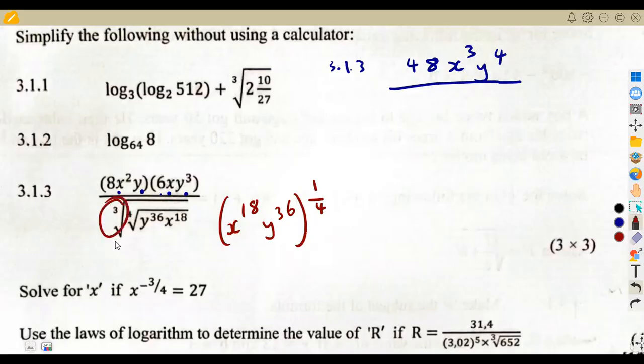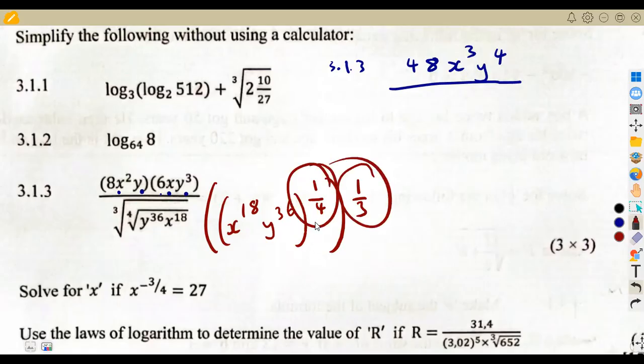We have the cube root at the same time. The cube root means we are going to raise this to the exponent of a third. That's the cube root. So we now have an exponent and an exponent. You see what is happening now? There's now an exponent of 1 over 4, an exponent of 1 over 3. So what do we do? Remember, exponent and exponent can be multiplied together.